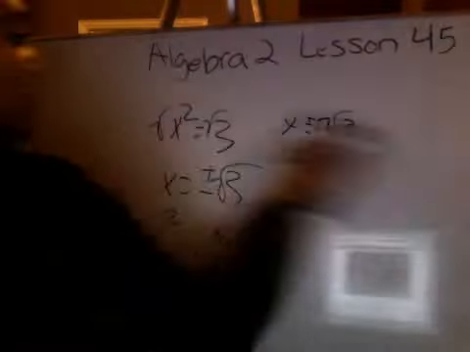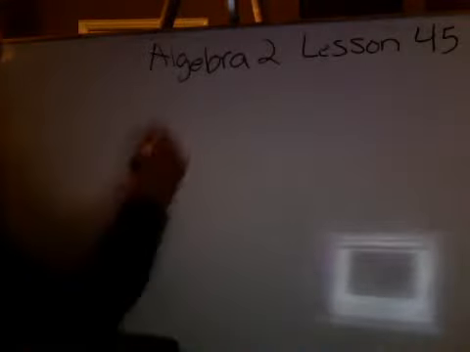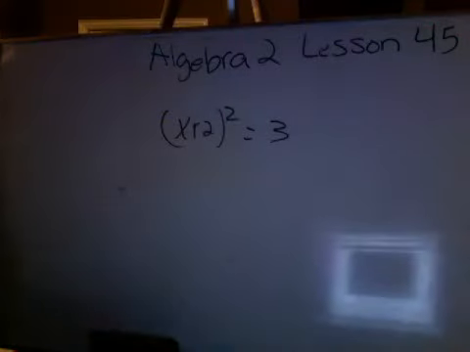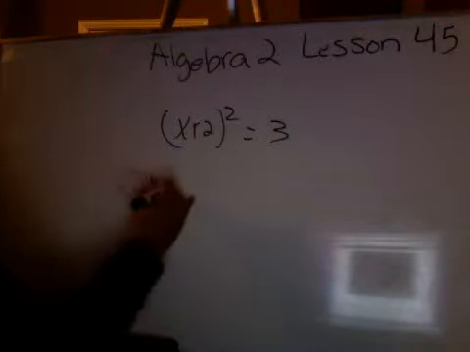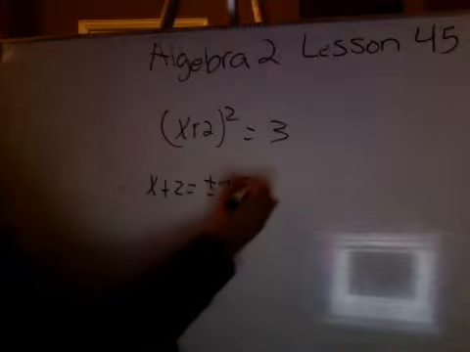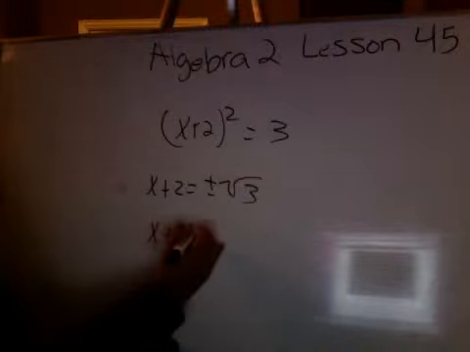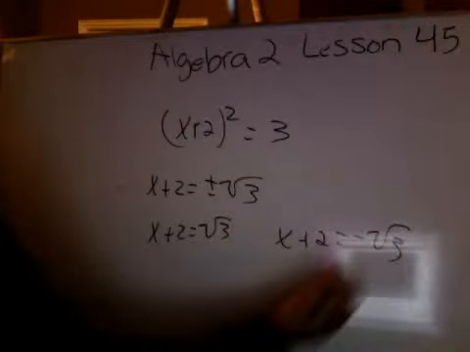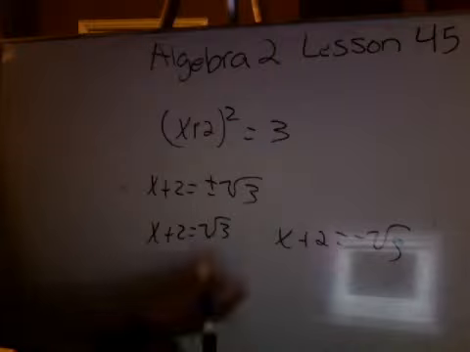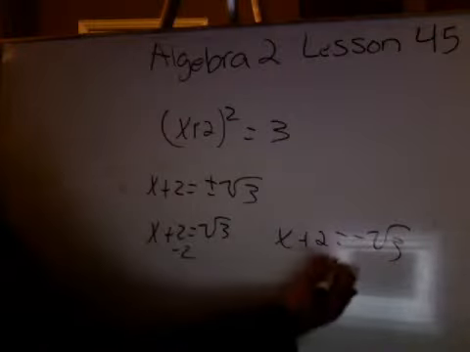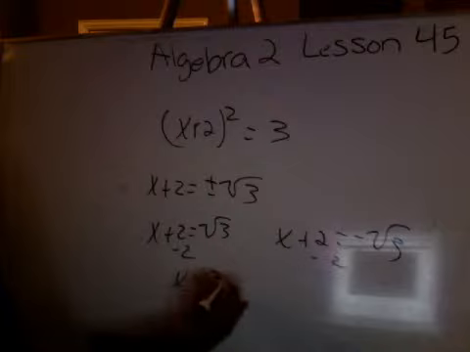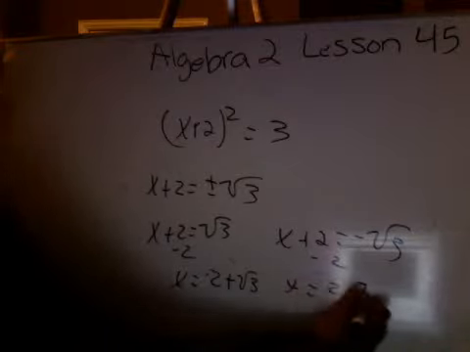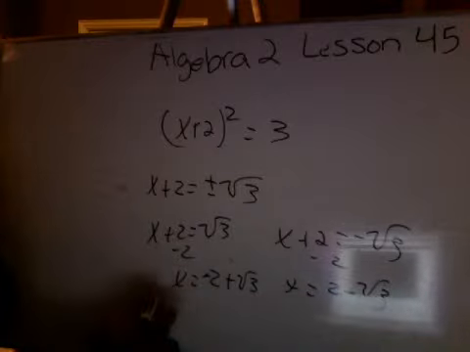The same pattern holds true if I had x plus 2 squared equals 3. Yes? So I would say x plus 2 equals plus or minus the square root of 3. So I would do x plus 2 equals the square root of 3, and x plus 2 equals negative square root of 3. And you would simply solve each one by moving the 2 to the other side. You get x equals negative 2 plus square root of 3, and x equals negative 2 minus square root of 3. And that's simply your answer.